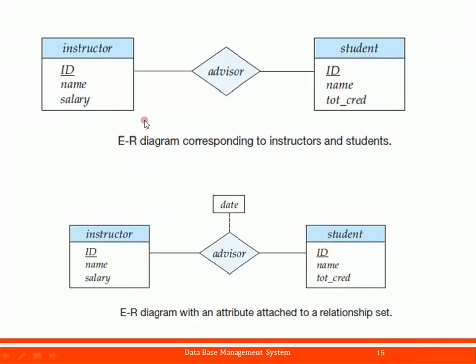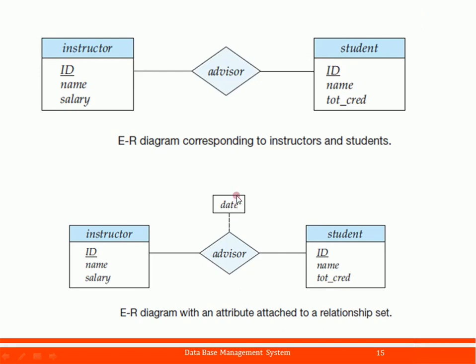So this is an example ER diagram which corresponds to instructors and students. Instructor, one way you can underline the primary key. So ID forms the primary key of instructor together with name and salary as the attributes. You have ID for student which is separate from instructor. So that is the primary key of student. You have name and total credits.